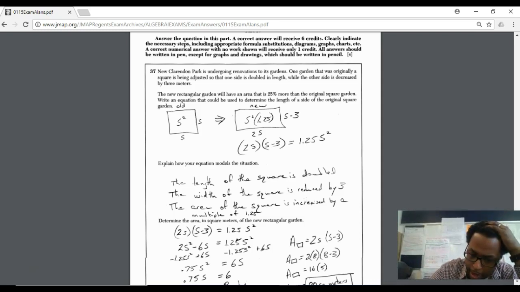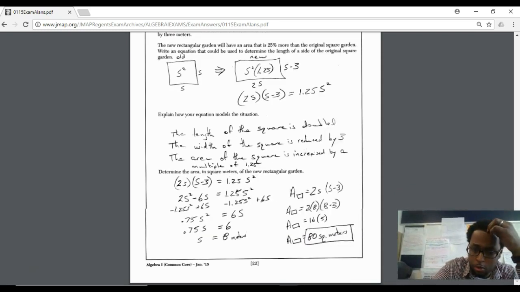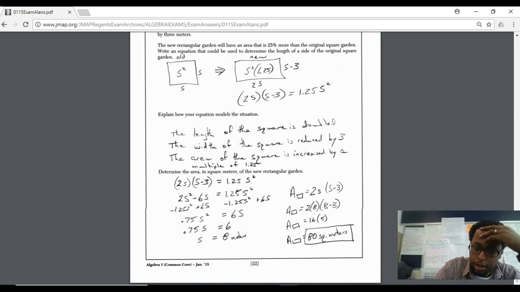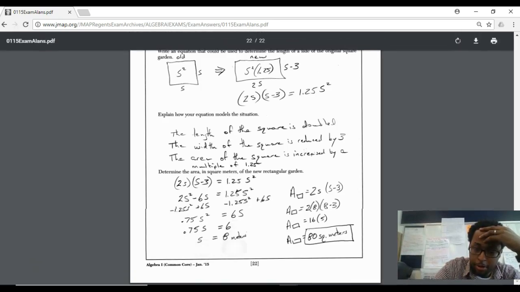Okay? Next thing you're going to determine the area, and this is actually what the work implies. So you're going to do 2s times (s minus 3). You're going to get 2s squared minus 6s, because again 2s times s is 2s squared, 2s times 3 is minus 6s, equals 1.25s squared. Then we move everything over. So what they did here, because these two are the same, they subtracted this to the other side. They got 0.75s squared equals 6s. Okay? Because he moves the 6s to the other side. We go from 6s to 6, because what do we do? We divide it by s. Okay? We divide it by s, and we get s equals 8 meters.